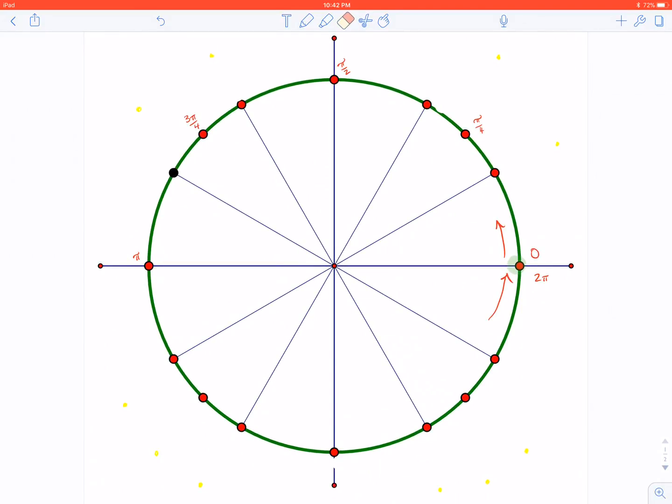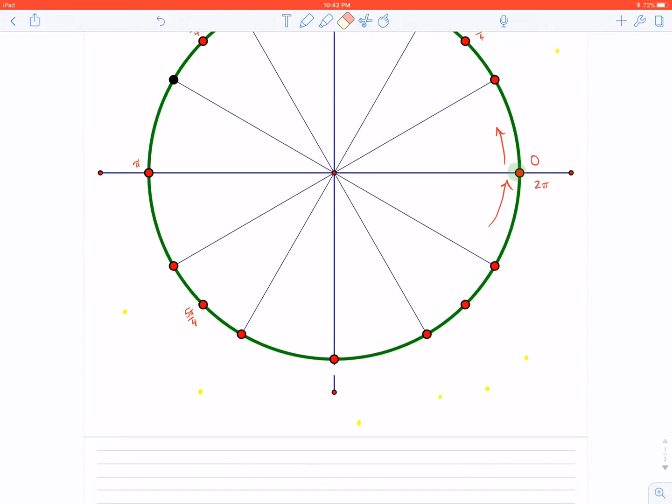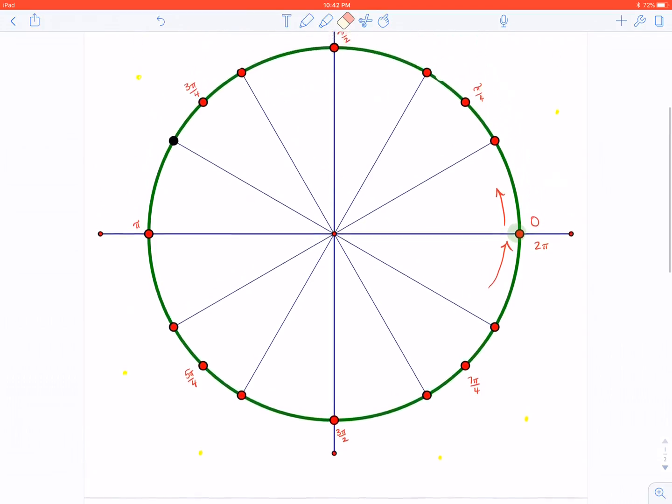After 4/4 is 5/4. Down at the bottom, after 5/4 is going to be 6/4. But I'm not going to write 6/4. I'm going to reduce my fraction to 3/2. After 6/4 is 7/4. And then after 7/4 is 8/4. And once again, my fraction then is reduced from 8/4 to 2, or 2 pi.